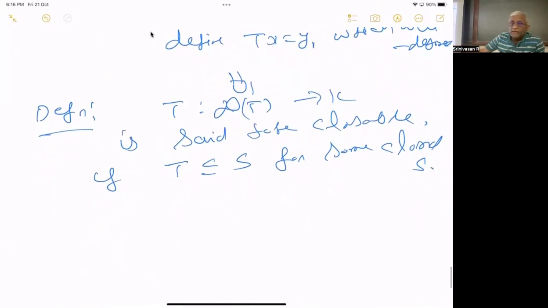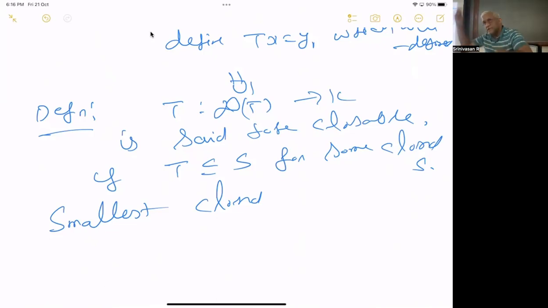The smallest closed operator is what is called the closure of this. What is smallest? You take the intersection of all the closed graphs containing the graph of this. If it is a closable operator, then there exists one. You take the intersection of all of that, and that is the one. So the smallest closed operator such that T is contained in the closed operator, T contained in T closure, is the closure of that.